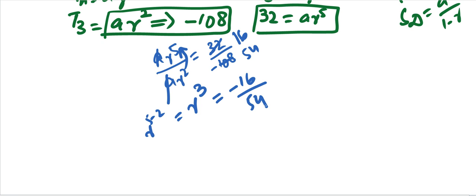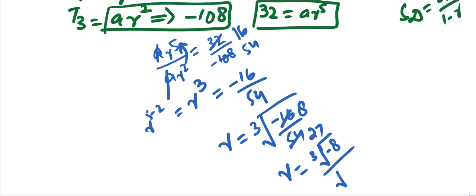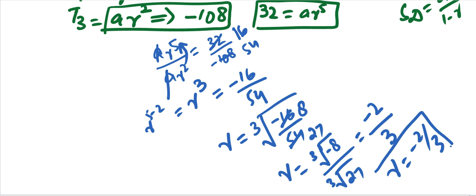Right? So now to find the value of r, we will take a cube root of minus 16 upon 54. If we further simplify, 2 eights are 16 and 2 27s are 54. So what will I get here? R is the cube root of minus 8 upon cube root of 27, and the cube root of minus 8 is minus 2, and that is 3. So what we get here is that the common ratio r is minus 2 over 3. So that is the one thing.